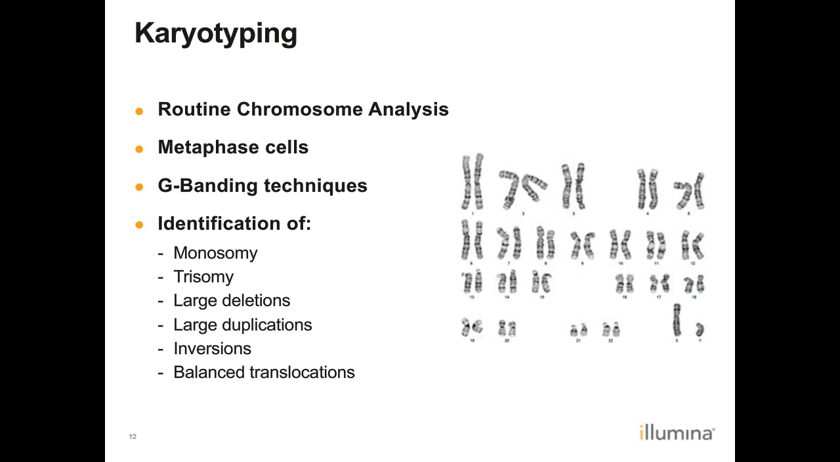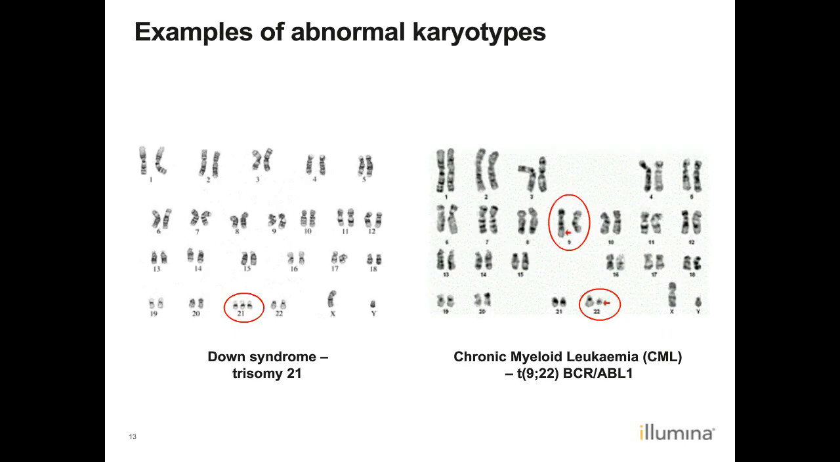On this slide, you can see 2 examples of abnormal karyotypes. The one on the left shows trisomy 21, which is linked to Down syndrome, and the one on the right shows BCR-ABL translocation between chromosomes 9 and 22, very common in chronic myeloid leukemia, also known as Philadelphia chromosome.